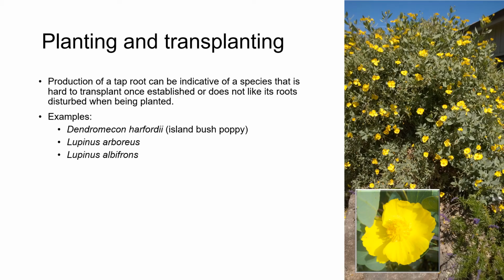Production of a taproot can be indicative of a species that is hard to transplant once it's established, or of a plant that doesn't like its roots disturbed when it's being planted. Good examples of this would be the island bush poppy, pictured here on the right, and two of our native lupins, the bush lupin, Lupinus arboreus, and the silver bush lupin, Lupinus albifrons. These are plants that we should take great care with if we're trying to transplant them, and plants whose roots we really shouldn't disturb too much when we're planting them out from containers if we've just bought them from a nursery.